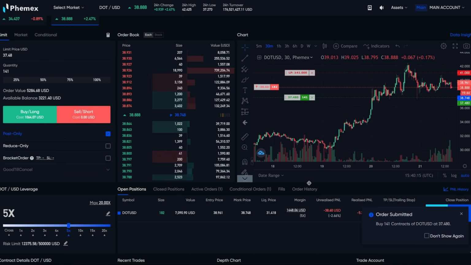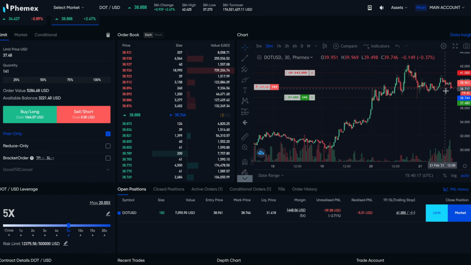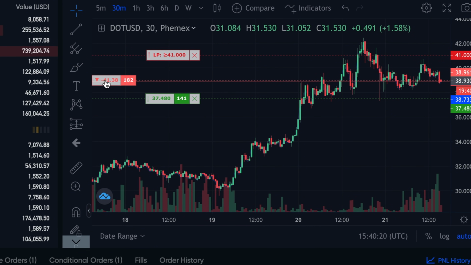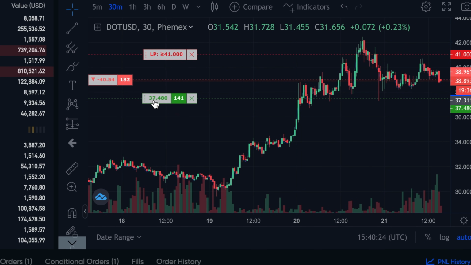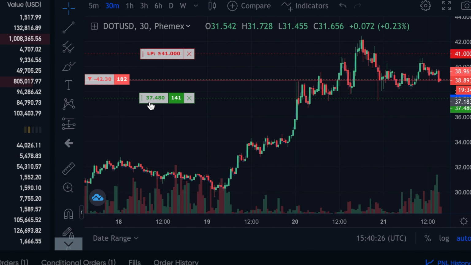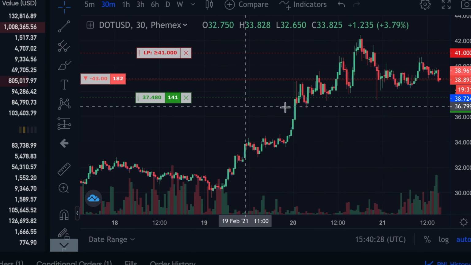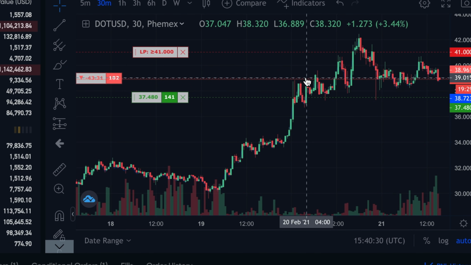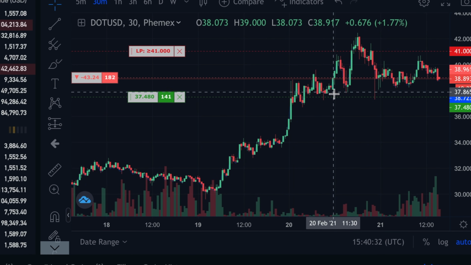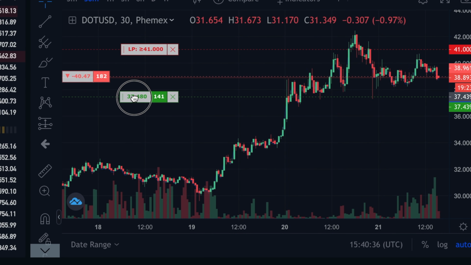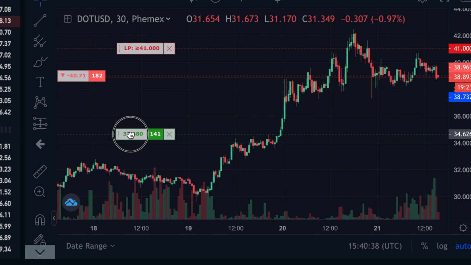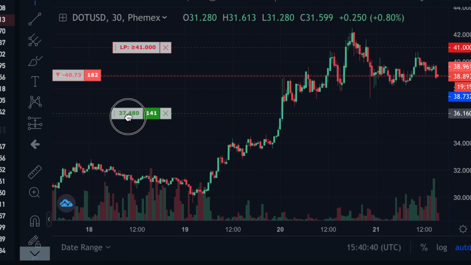And there we go. So essentially right now, even though, yes, we are down a little bit because we market bought, and you can see that's our buy right here. If we come down here, we could see our order of 141 at $37.48. And that would be if Polkadot actually was to come down to that level, then our order would be filled. Now, what's pretty cool is you can actually take this and drag this order down. You could push it up. You can really put it wherever you want.